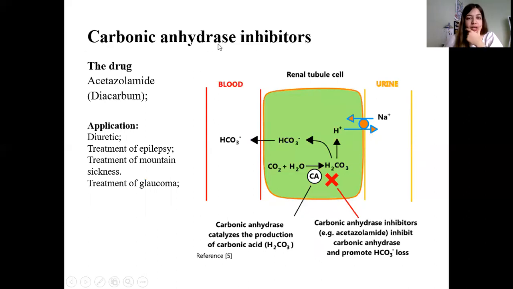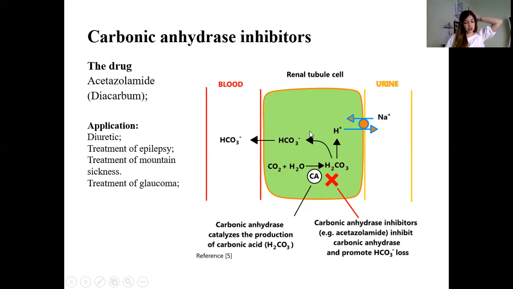Next group, carbonic anhydrase inhibitors. It is acetazolamide, and the mechanism looks like that. Okay, we have again, here is, only here opposite. Yes, here on the right we will have urine, and on the left we will have blood, and this is the cell of the nephron. So what's going on here?